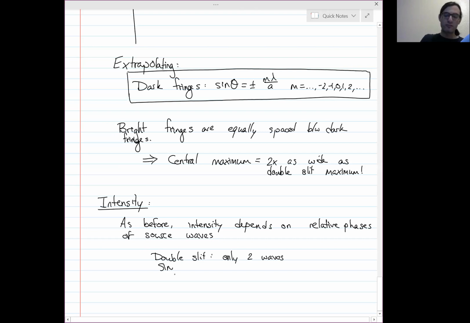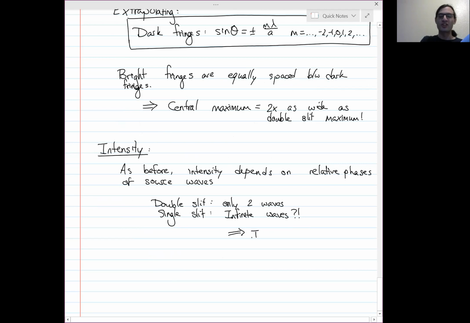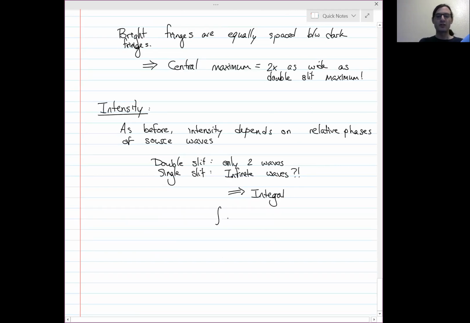But for the single slit, ironically, there are way more slits. There's an infinite number of waves here. How do you deal with the fact that you have to add up an infinite number of waves to figure out where the intensity is highest and where it's smallest? What we end up having to do is an integral rather than just adding up 2 cosines; we have to integrate a whole bunch of different cosines. Basically, it boils down to squaring the integral of cosine of x dx. I don't actually want to go that far.